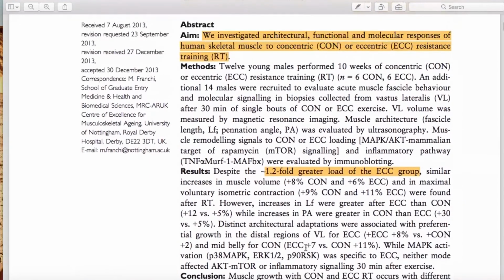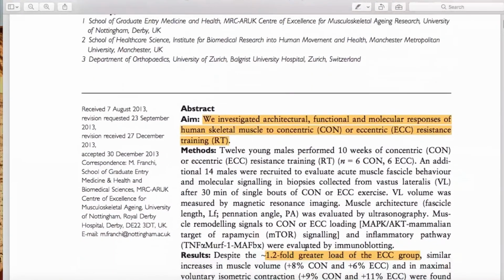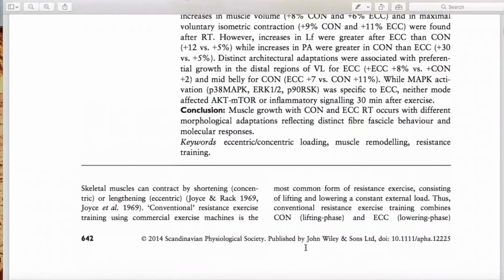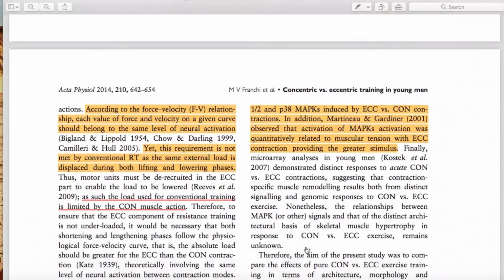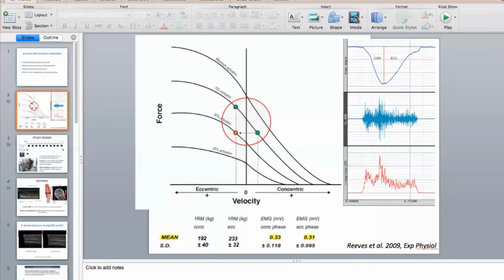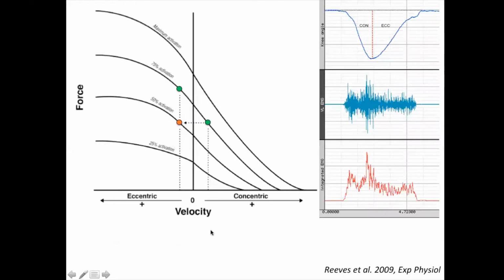Before starting everything, this is something that I wanted to show. Let me get the slide up. I wanted to show this slide to explain to the listeners why we decided to adopt such a design. We decided to match concentric and eccentric resistance training for the relatively maximum load.